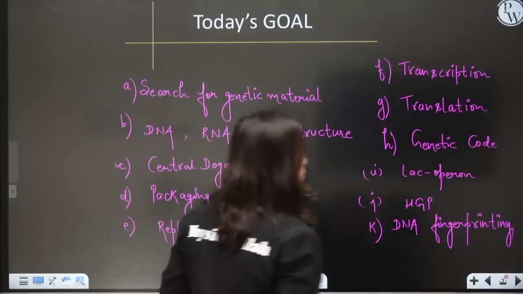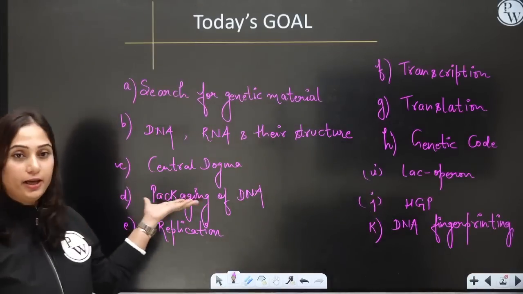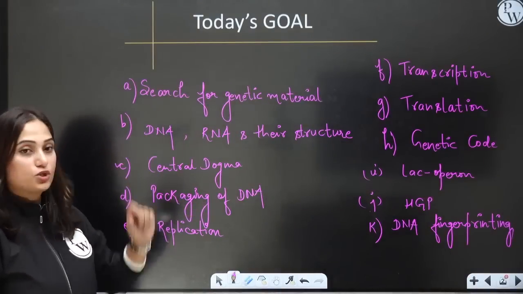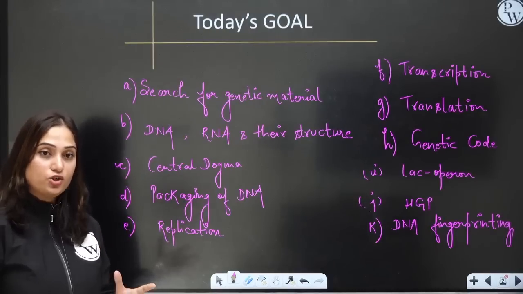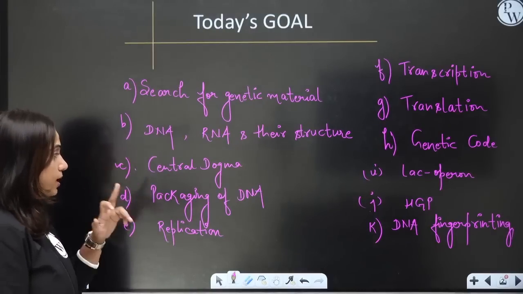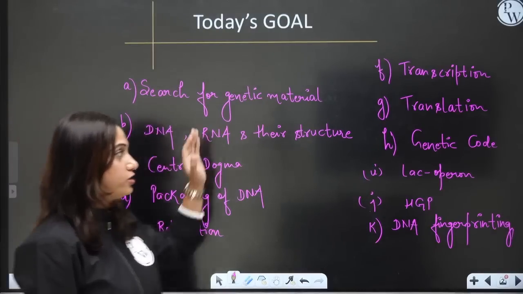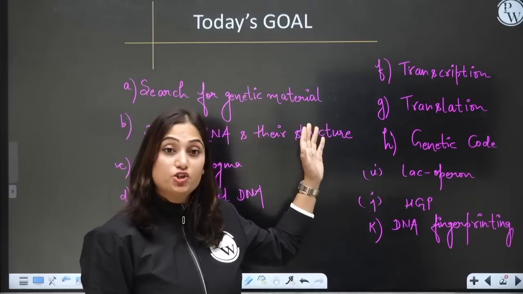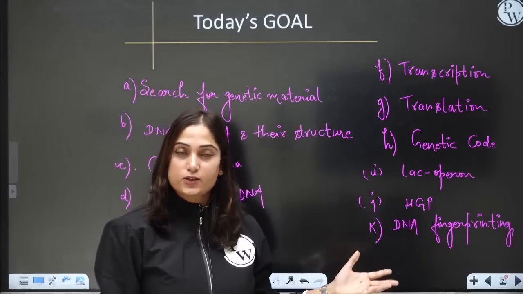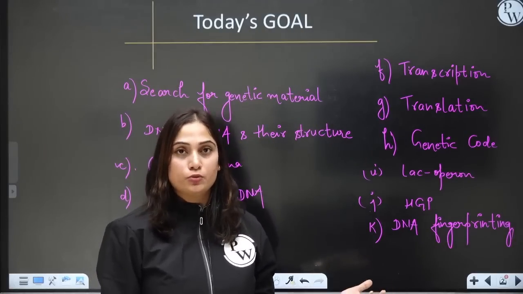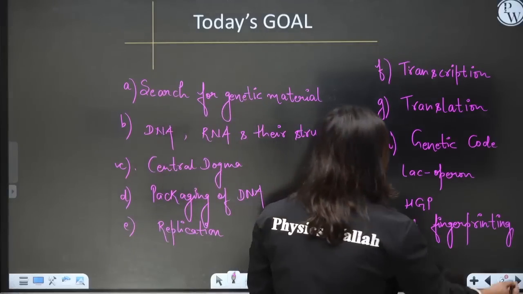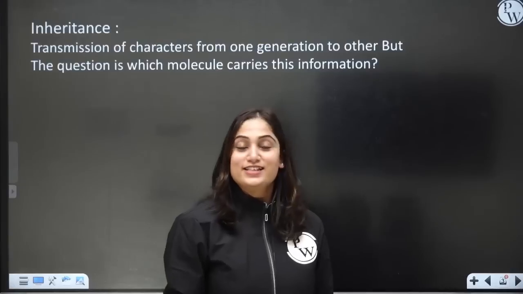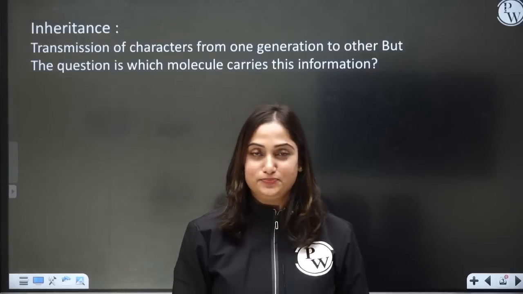So what are the goals of this chapter today? We will be dealing with the search for genetic material. We'll be dealing with the DNA, RNA and their structure. We'll be dealing with central dogma, packaging of DNA, replication, transcription, translation, genetic code, regulation of gene expression, lac operon, human genome project and DNA fingerprinting. So first of all, let's start with the search for genetic material.